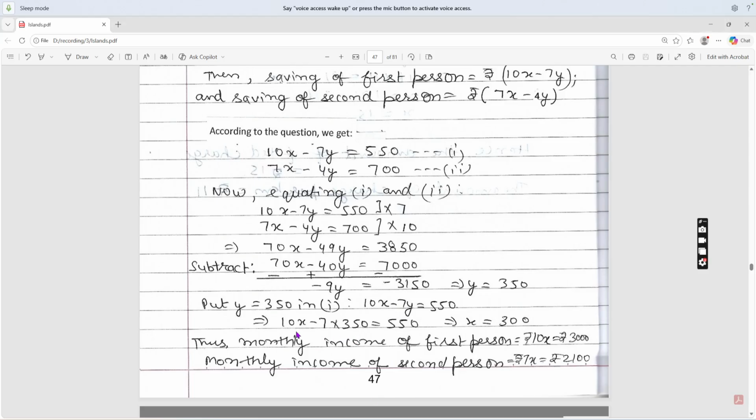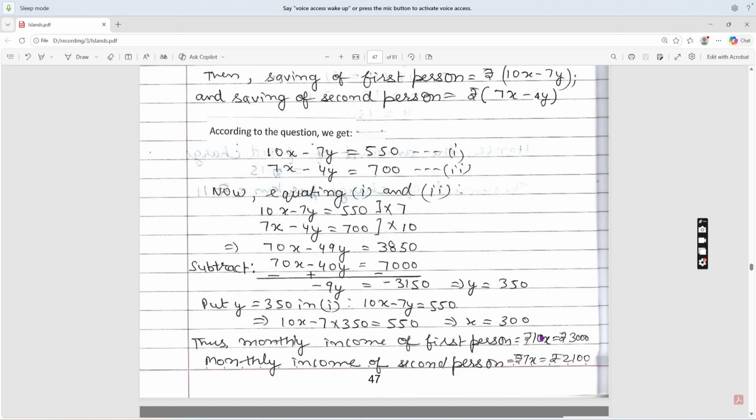So simply here we can see that 10x minus 7 into 350 is equal to 550. 7 into 350 is 2450. Then it is going to be shifted from LHS to RHS. But we are getting 3000. How? 550 plus 2450, that is 3000. 3000 divided by 10 is 300.